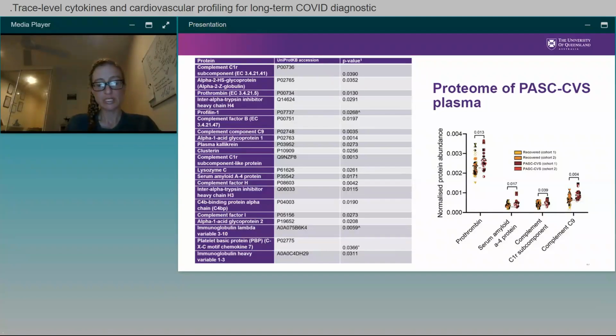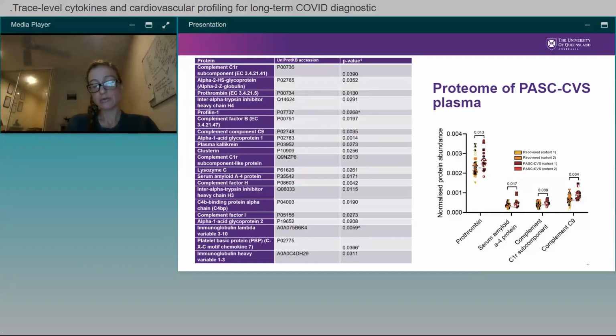The list of proteins is shown here on the left, but this is just some of the interesting proteins shown here graphically. So what you can see is that in the long COVID plasma, we had elevated levels of prothrombin as well as serum amyloid A4 protein. These are actually both implicated in coagulation and blood clots. And this has been one of the defining features of long COVID that was noticed very early on, to the point where there are some individuals who are undergoing therapies, basically plasmapheresis, to try and remove clots from the blood to try and reduce their long COVID symptoms.